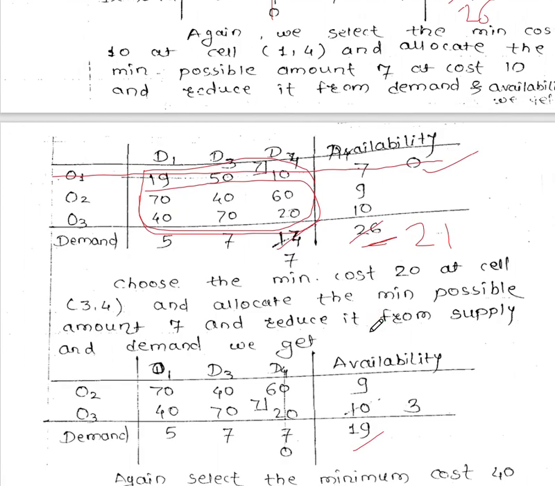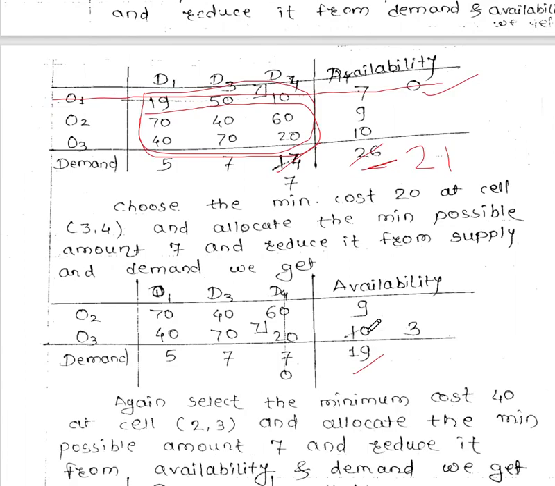Then what is next? From this table we have to select the smallest element from the remaining elements. That is 20, and the availability here is 10 and the demand is 7. So we allocate 7 at 20, then subtract from demand as well as availability. This column is satisfied, and only 3 remains here.